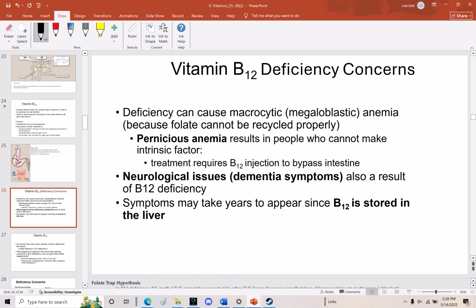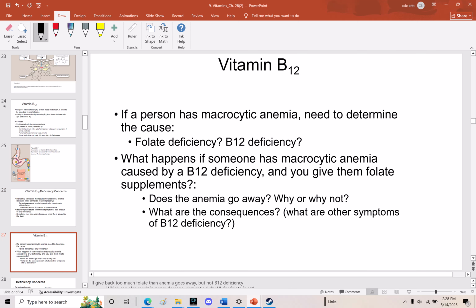So if a person has macrocytic anemia, and that's the only data point that you have, you need to figure out first if it's folate deficiency or B12 deficiency. Because what happens if someone has macrocytic anemia caused by B12 deficiency and you give them folate? Does the anemia go away if you give them folate, even though it's B12 deficiency? It masks the symptoms. What are the consequences? You will still have neurological issues.